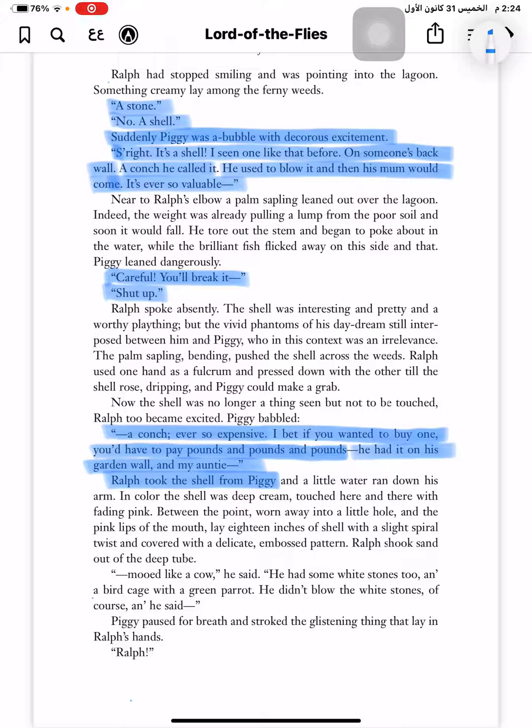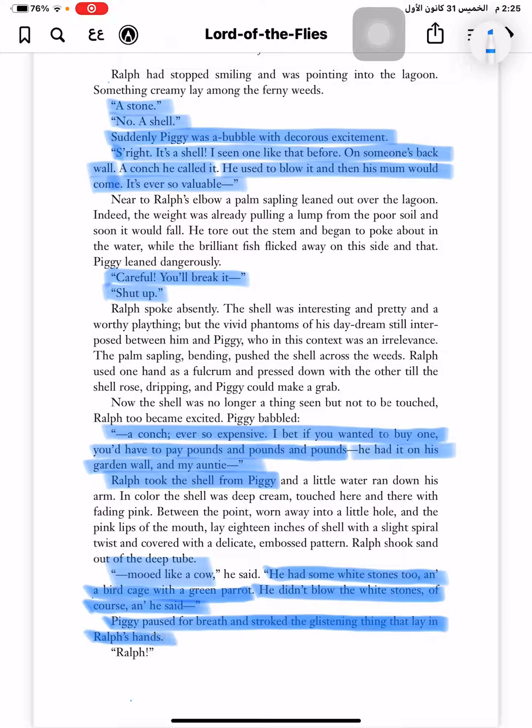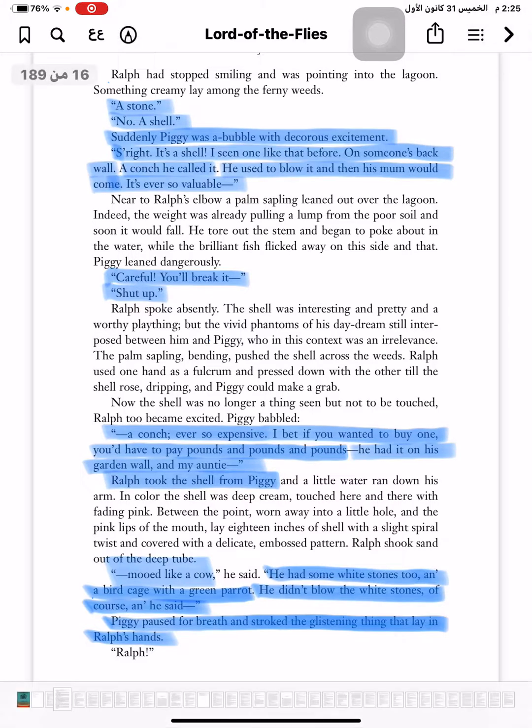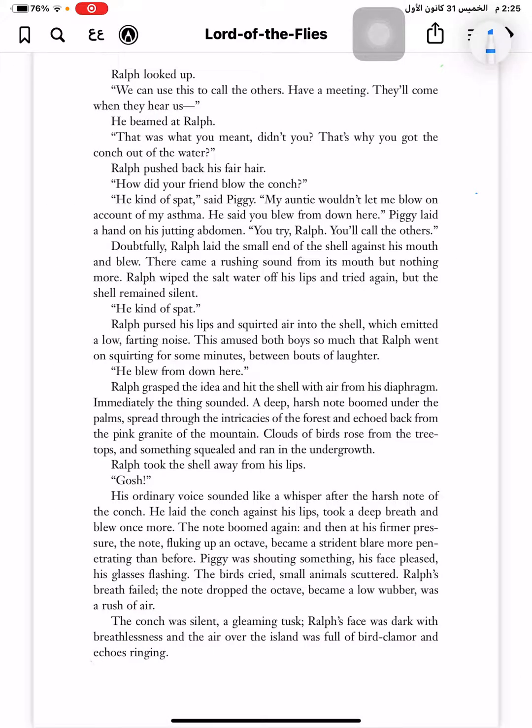Then Piggy keeps explaining about how Ralph should use the conch. He explained to Ralph the following thing. "Mowed like a cow," he said. "He had some white stones too, and a bird cage with a green parrot. He didn't blow the white stones, of course." And he said, okay, then Piggy paused for a breath and stroked the glistening thing that lay in Ralph's hands. So you see that even Piggy finds difficulty when he is breathing or while he is talking.